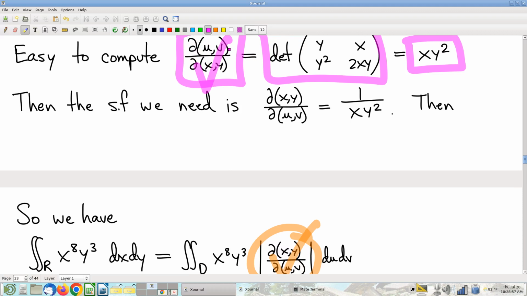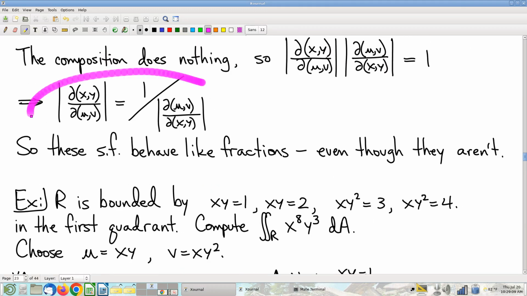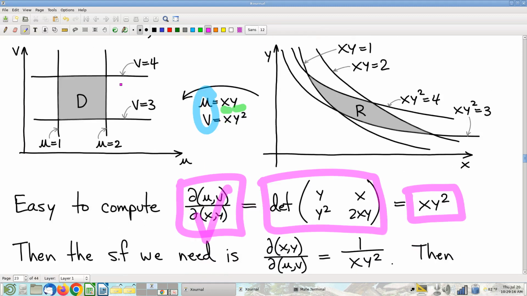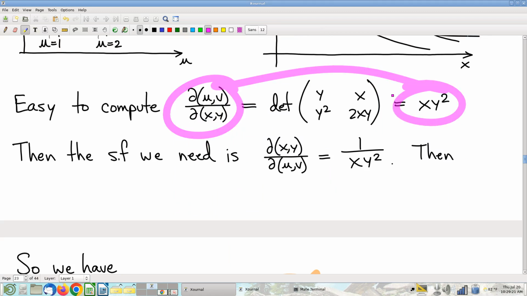This is unavoidable. I had to compute partial UV, partial XY, because that's what I have formulas for. That's my only option, but I need the other one. This is where it's very convenient to know that these are reciprocals of each other. So fine, if you compute the wrong one, no problem. Just flip it. Take the reciprocal. And that's what I'm doing here. Notice if partial UV, partial XY is that, then partial XY, partial UV is the reciprocal of that.